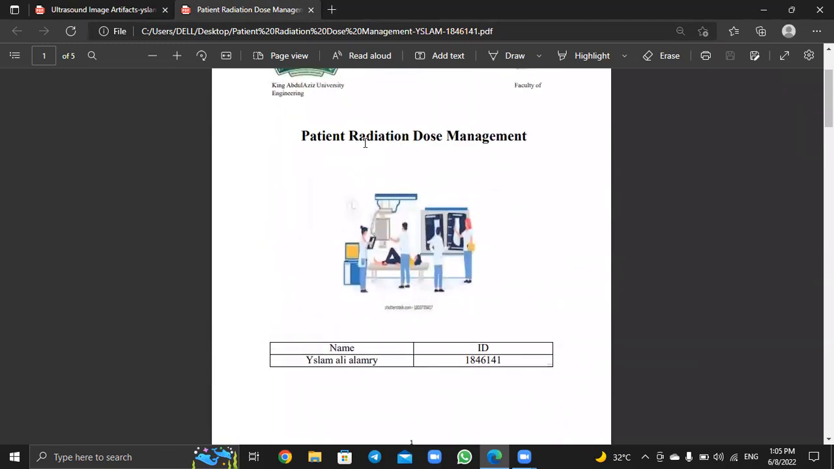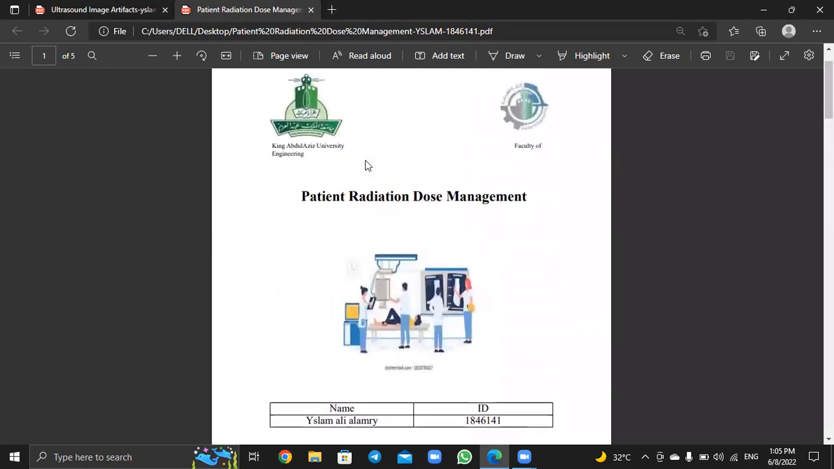What does it mean by patient radiation dose management? What I mean by that, in this research, I will be explaining a little bit of vocabularies that is related to the topic of the patient. And then I am going to show you the rights that any patient has in order to get a radiation dose.